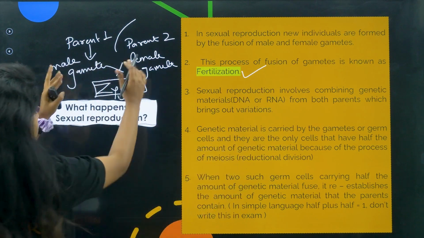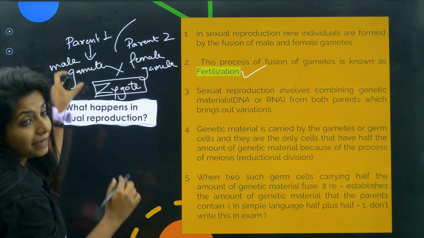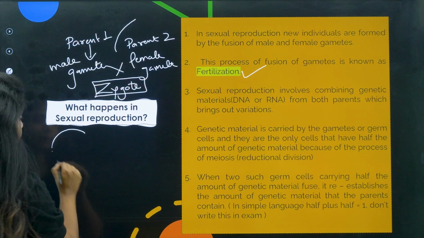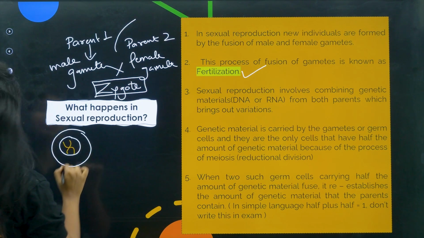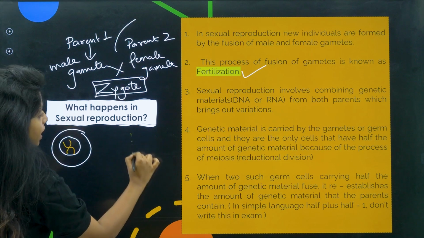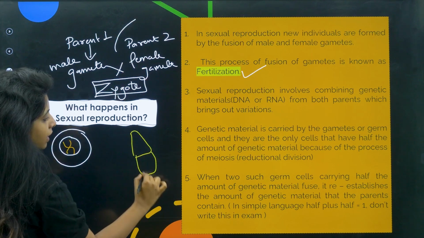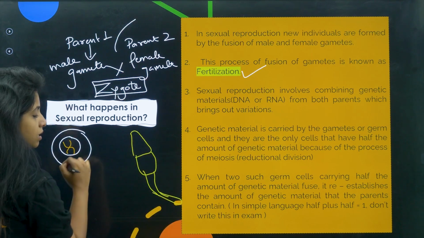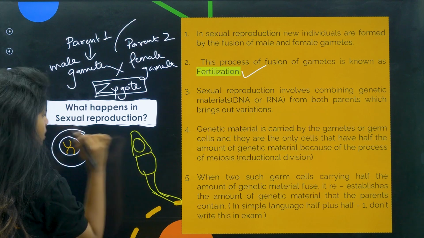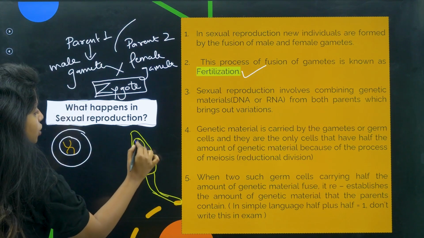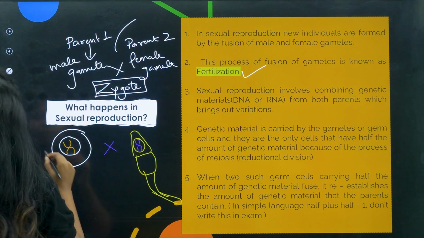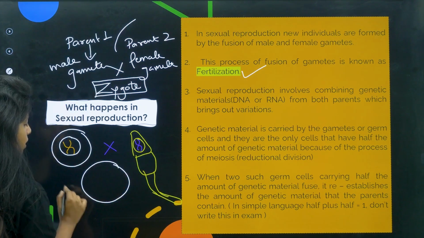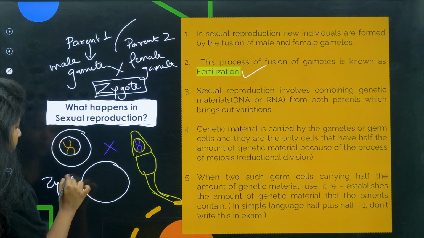So what happens when sexual reproduction is happening? This gamete is nothing but a cell having its own genetic material. Similarly, this gamete which you see is also a cell. For example, this is a sperm. It's a cell only. It will have a nucleus, and the nucleus will also have its own genetic material. So you see, two different genetic materials are going to come together in something that is known as the zygote.